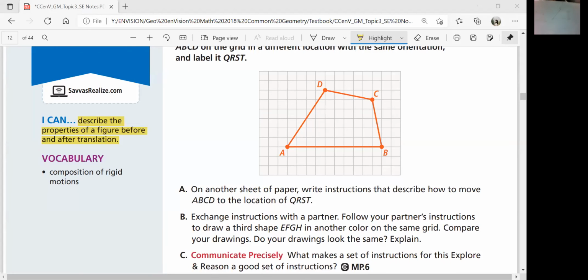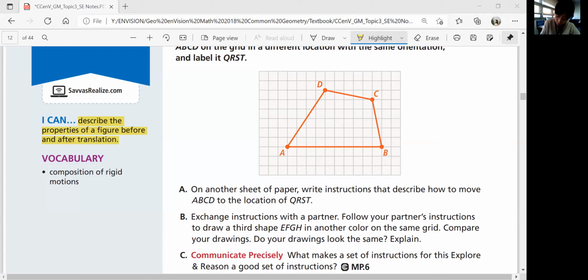I can say, how about I count each point from A to A prime. I went up 1, 2, 3 units up. And then, this is a lot of units, 2, 4, 6, 8, 10, 12, 14, 16 units to the right. So you might have picked different positions. Describe how your points moved.